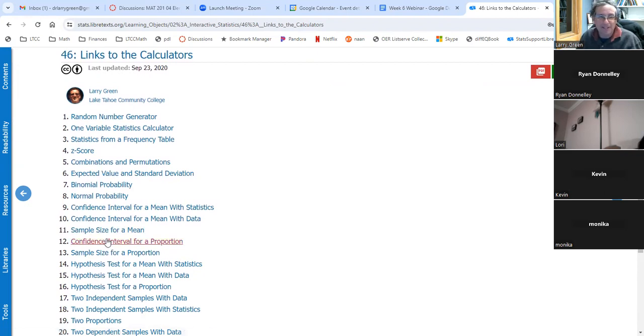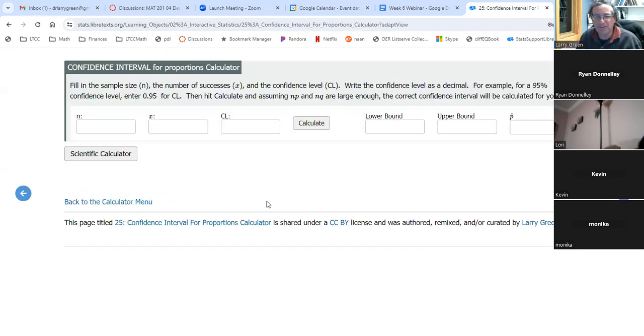Yeah, number 12. It's actually not for statistics, it's just for proportions. So N was 200, X was 92. Any questions on that? Because that was the number of yes answers.